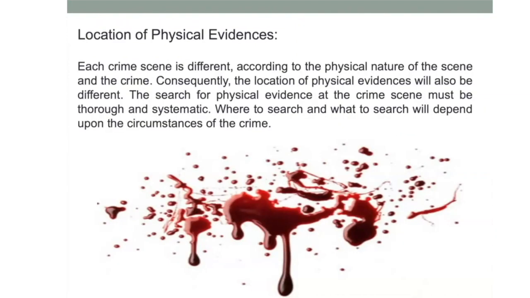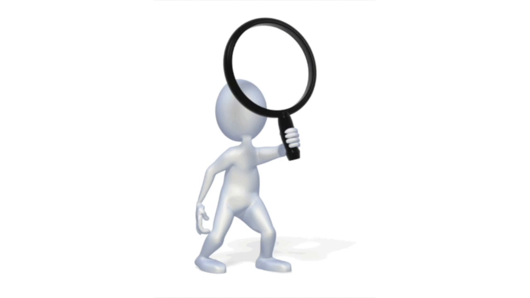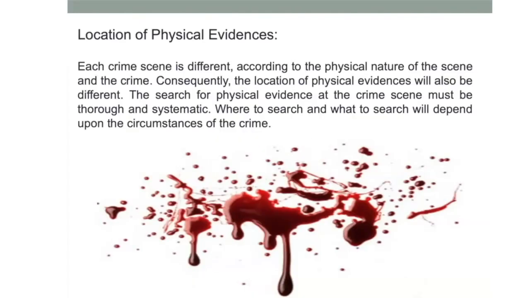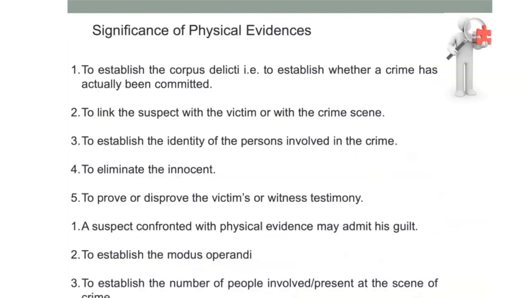Now what we have to do, we need to look for the location of the physical evidences, and I told you crime scenes are primary, secondary and tertiary. So we have to locate the evidences on the primary crime scene, secondary crime scene and tertiary crime scene as well. And it also depends upon the circumstances of the crime.